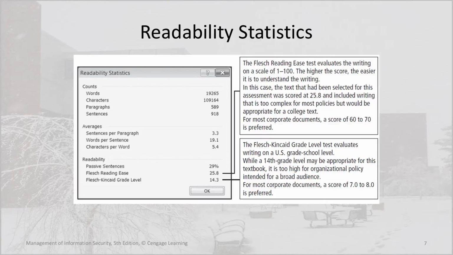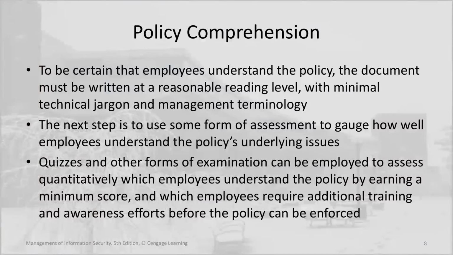To be certain that employees understand the policy, the document must be written at a reasonable reading level, with minimal technical jargon and management terminology. The next step is to use some form of assessment to gauge how well employees understand the policy's underlying issues. Quizzes and other forms of examination can be employed to assess quantitatively which employees understand the policy by earning a minimum score, and which employees require additional training and awareness efforts before the policy can be enforced.